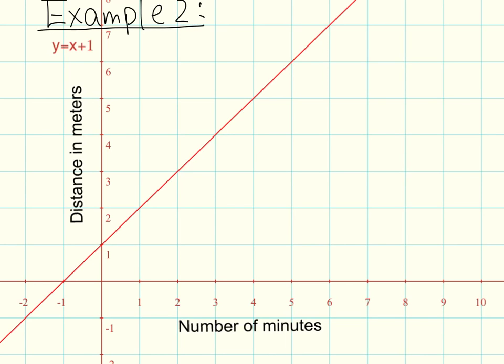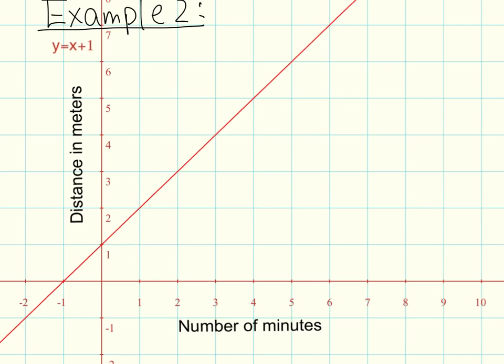Okay, and I want you to sketch what you see and make a table. So we are going to sketch. You should see, let me get my pointer out here. I want you to draw the x-axis, label it number of minutes. I want you to then draw the y-axis and label it distance in meters. Okay, so pause the video, draw the x and the y with your labels, and then press play.